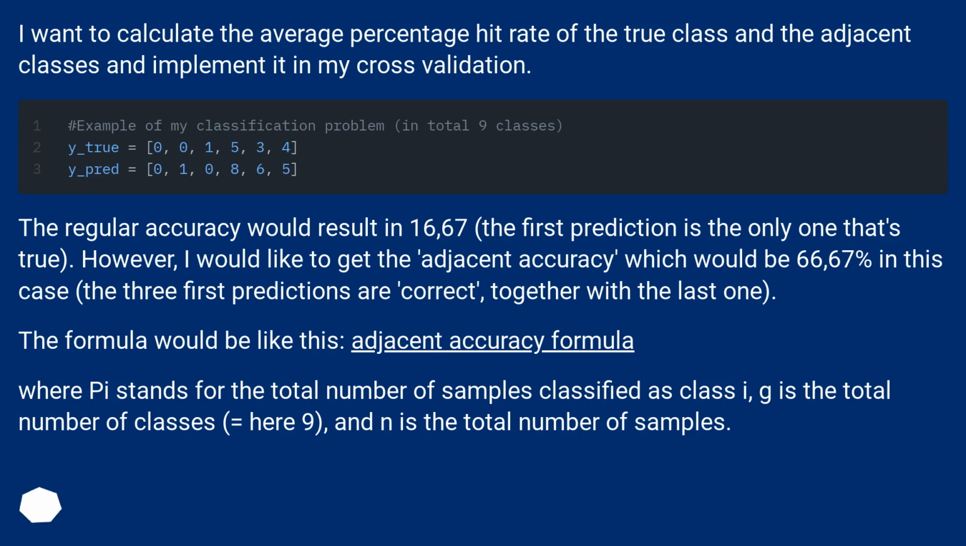The formula would be like this: adjacent accuracy formula, where p_i stands for the total number of samples classified as class i, G is the total number of classes, equals 9 here, and N is the total number of samples.